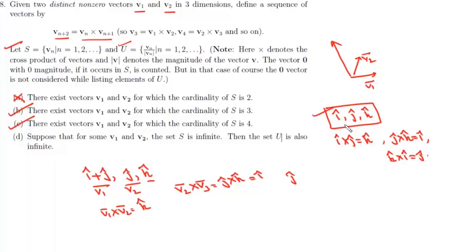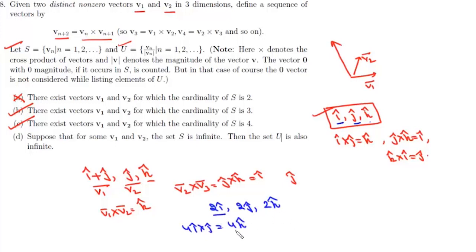Now this D is, suppose for some vectors V1 and V2, the set S is infinite, then the set U is also infinite. Now this is not necessarily true. So for this, rather than taking them as I, J and K, we'll take them as 2I, 2J and 2K. Now if we multiply them, we'll get 4I cross J and there'll be 4K and then it'll be 8I.